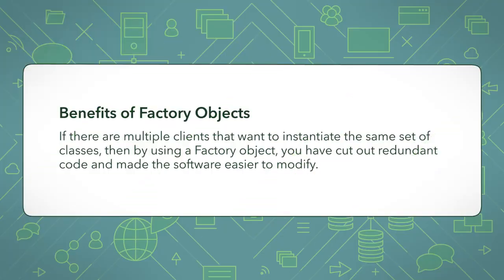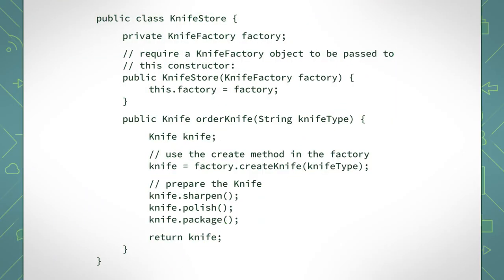If there are multiple clients that want to instantiate the same set of classes, then by using a factory object, you have cut out redundant code and made the software easier to modify. Instead of hunting down multiple snippets of similar instantiation code, you can simply add or remove the particular subclasses to instantiate in your factory. If you change the way that subclasses are instantiated, you only need to change your factory, rather than every client.